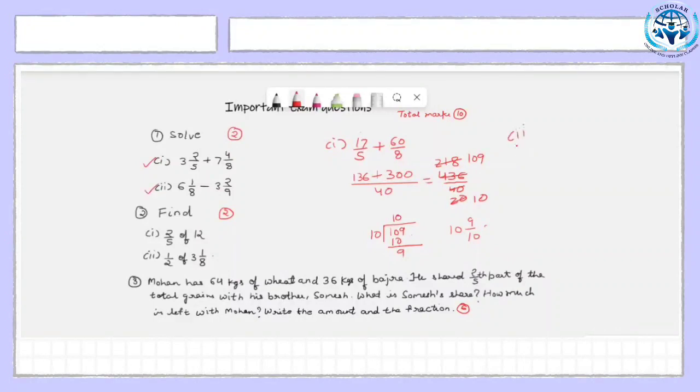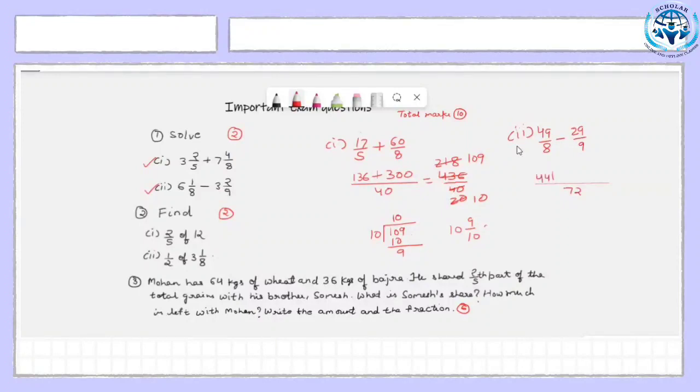Now the second one, 6 1 by 8 minus 3 2 by 9. First of all, we will convert into improper fraction. 49 by 8 minus 29 by 9. Now the LCM of 9 and 8 is 9 8s are 72. We cannot divide it further because 9 and 8 do not come in one table. So 8 9s are 72.